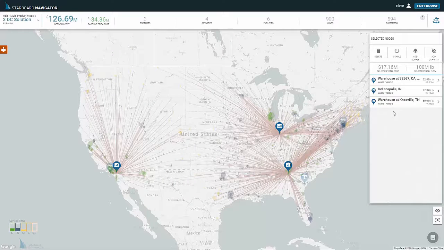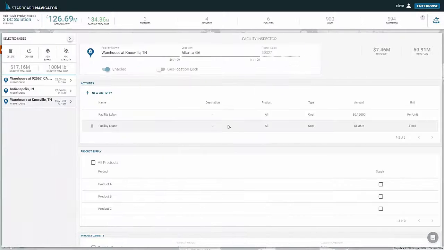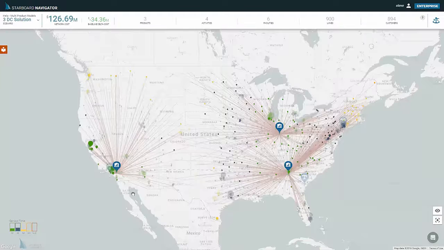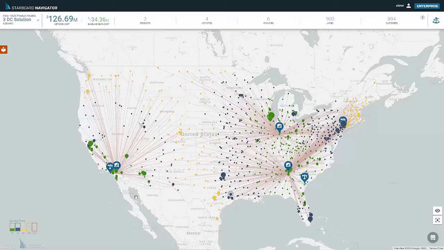And then the last area I can do is dig into each individual warehouse and see, again, the cost. The whole point of analytics in Starboard is that you can touch and interact with your costs, your service times, even inventory levels, flow levels, capacity levels, and see that immediately.